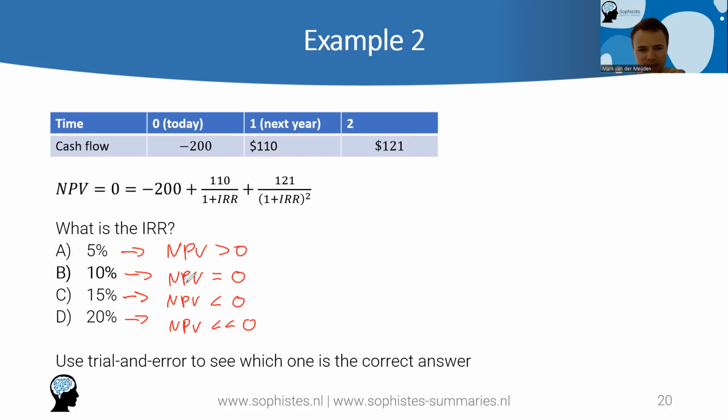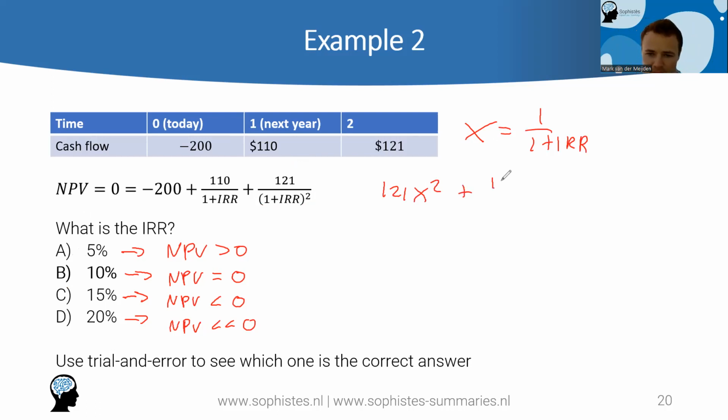Okay. In theory, you could also use the ABC method to do it. Then you say, all right, X is 1 divided by 1 plus IRR. And then this equation becomes minus 2, then it becomes 121x squared, which is this fraction, right?